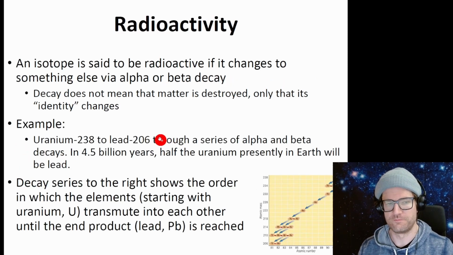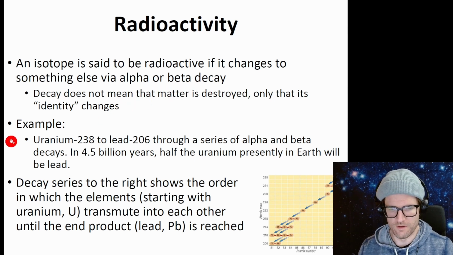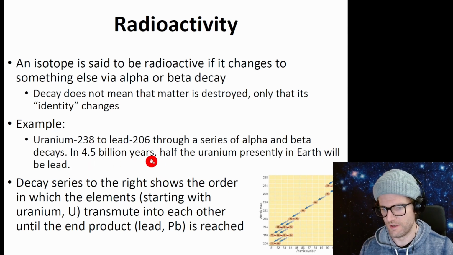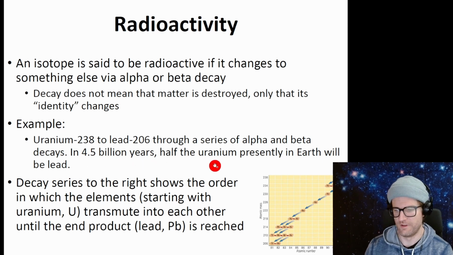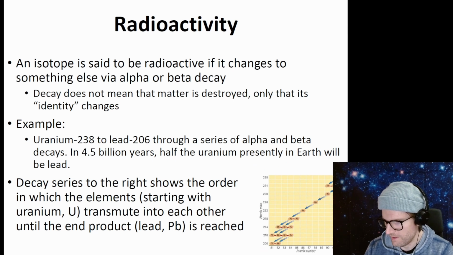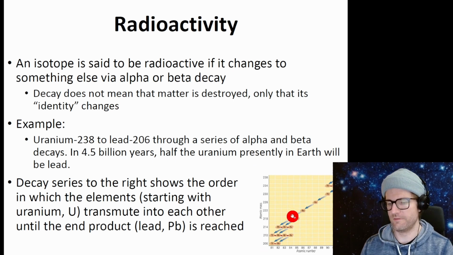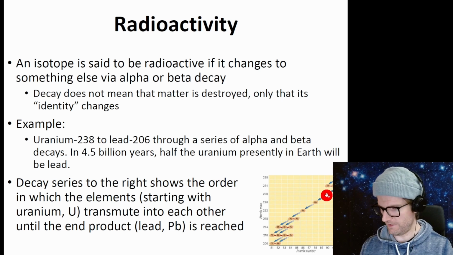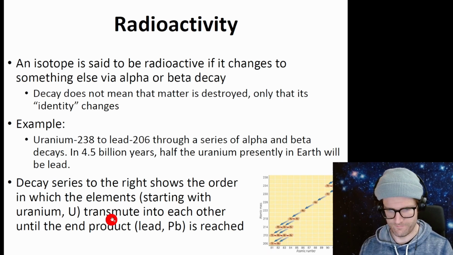Okay. All right, radioactivity. An isotope is said to be radioactive if it changes to something else via alpha or beta decay. An example is uranium-238 to lead-206 through a series of alpha and beta decays. It takes 4.5 billion years. 4.5 billion years is the half-life of uranium. Okay, and this is a picture here of the decay chain, I think it's called, in order to get from uranium to lead.